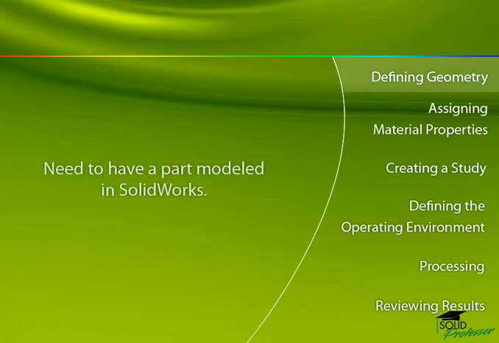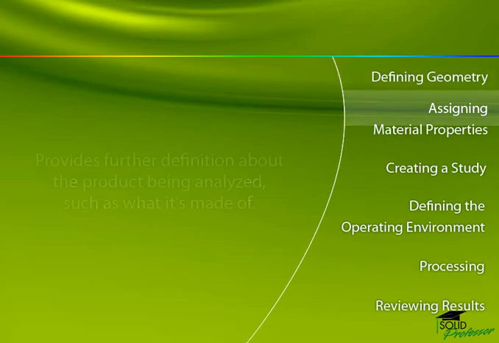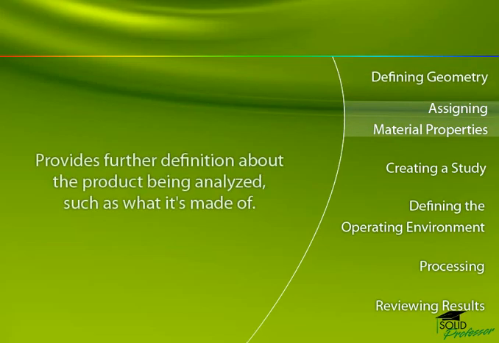Defining geometry simply means we need to have a part modeled in SOLIDWORKS before we can do anything. If your part or assembly is already modeled in SOLIDWORKS, then step number 1 is complete. The second step, assigning material properties, provides further definition about the product being analyzed. It's not enough for us to know what the part looks like. We also need to know what it's made of.